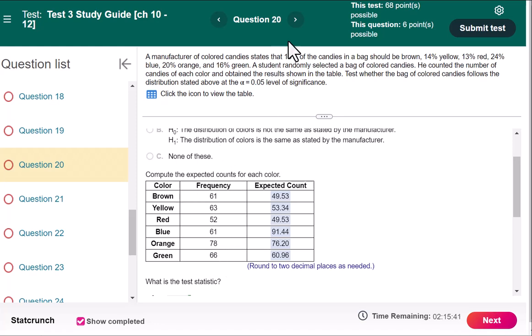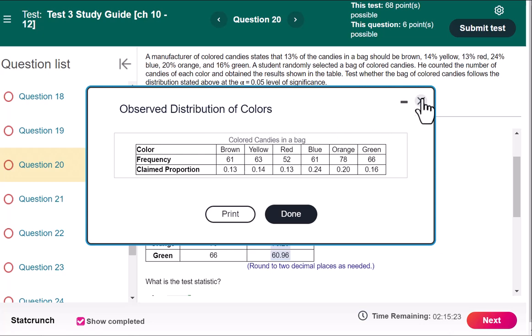So for brown, 13% of 381 will give you 49.53. For yellow, you do 14% of 381. I forgot the total. Then you get 53.34. So you have to count the total first, guys.